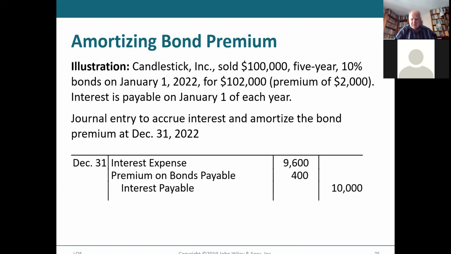So we debit interest expense and we debit premium on bond payable. And notice that if you sell the bond at a premium, your reported total interest expense is less than the 10,000 you're paying.